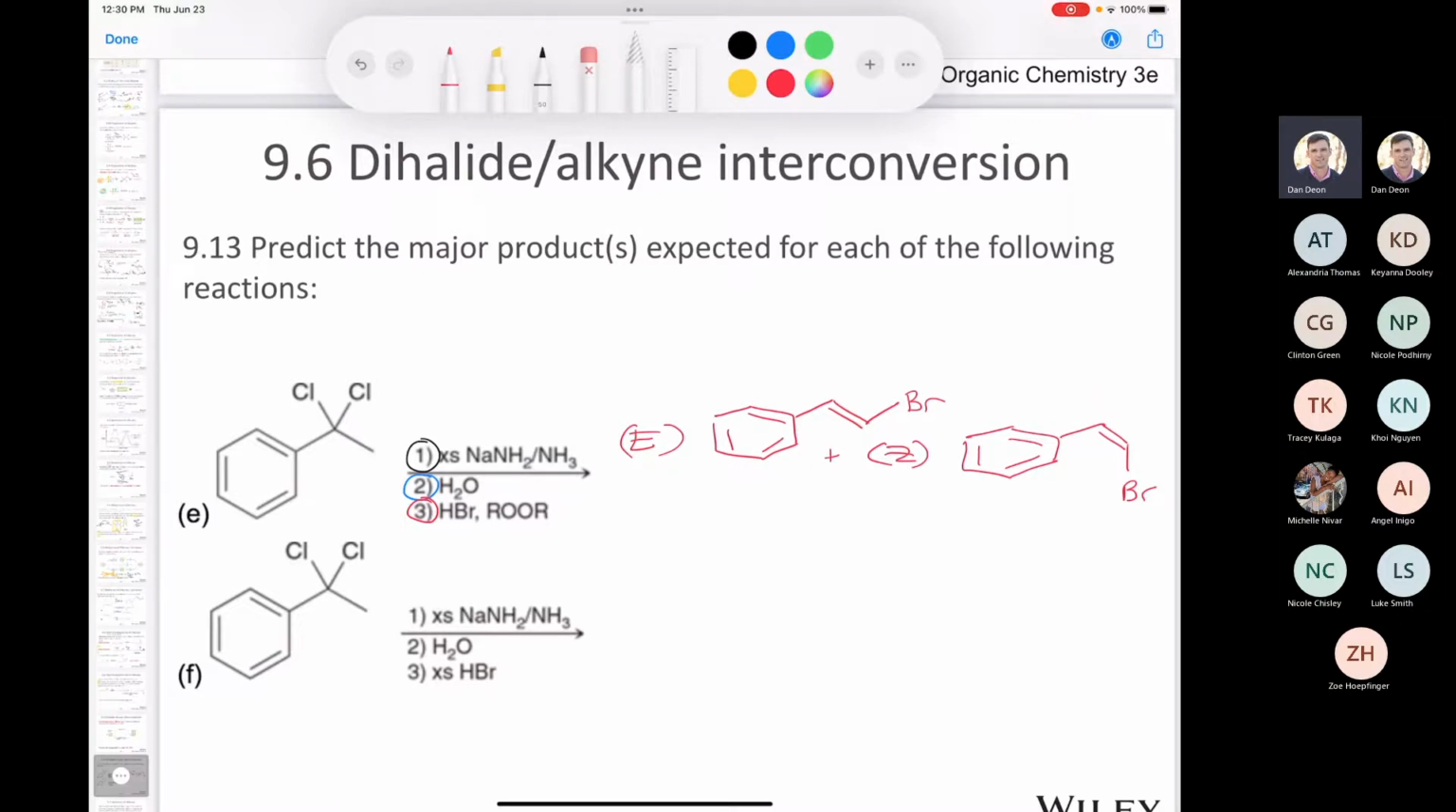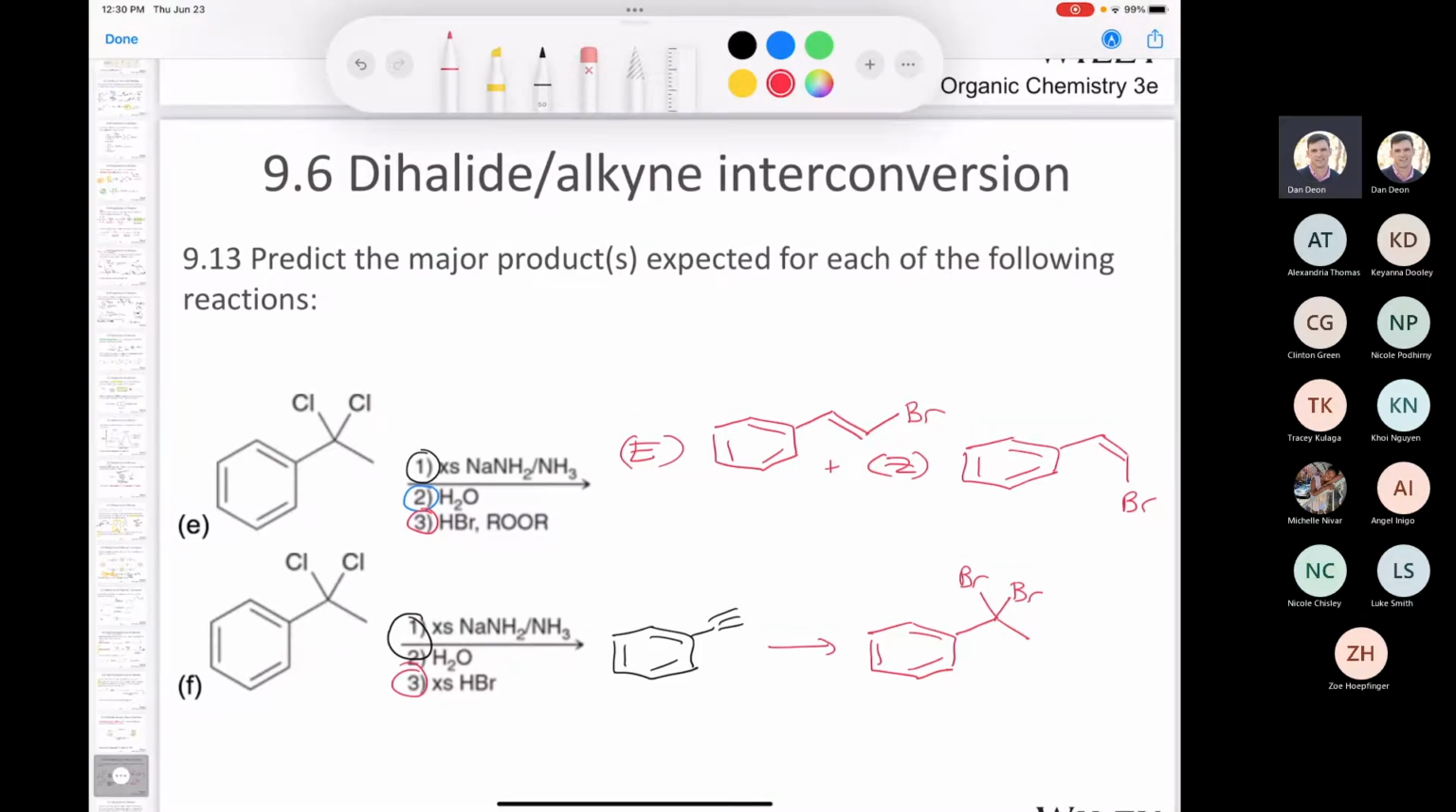The next one, the first 2 steps are exactly the same as before. After the first 2 steps, we're going to end up with this compound, which I would call phenylacetylene. And then after the last step, when we have excess HBr, we're going to do a double Markovnikov addition of HBr, and we end up with the geminal dibromide, just like that. What do you think? Not too bad? You don't have to answer that if you don't want to, but I think it's pretty reasonable.